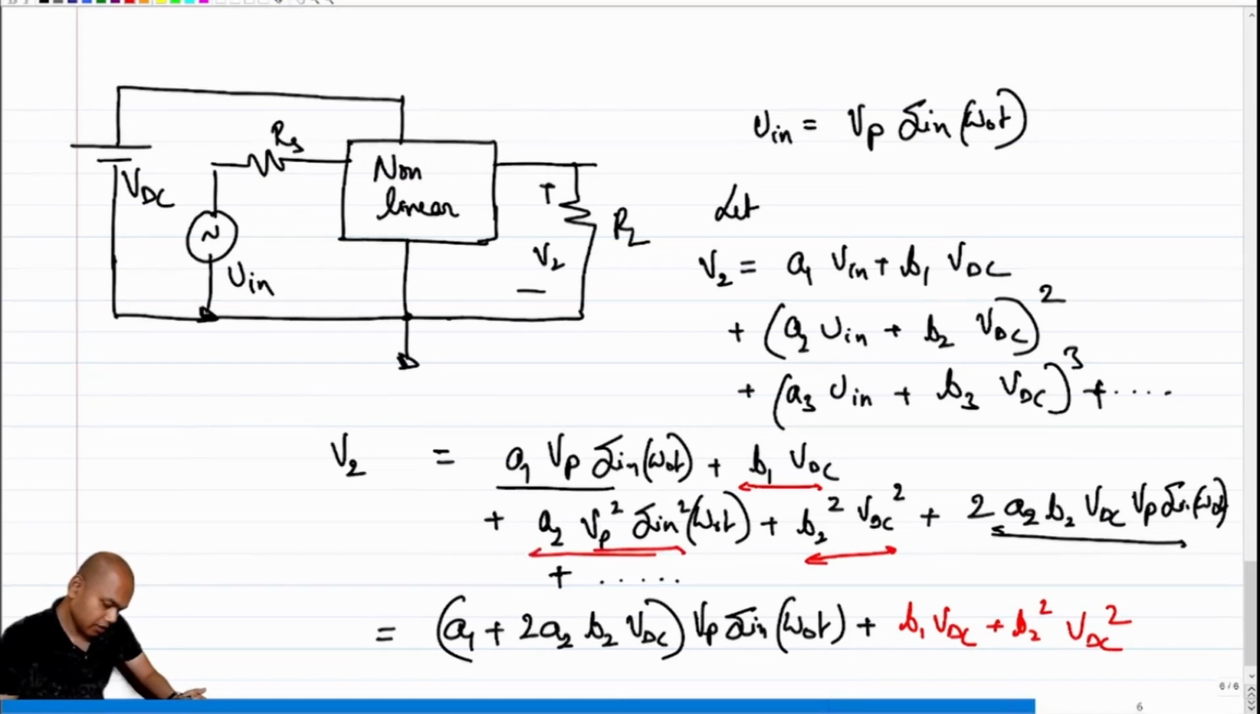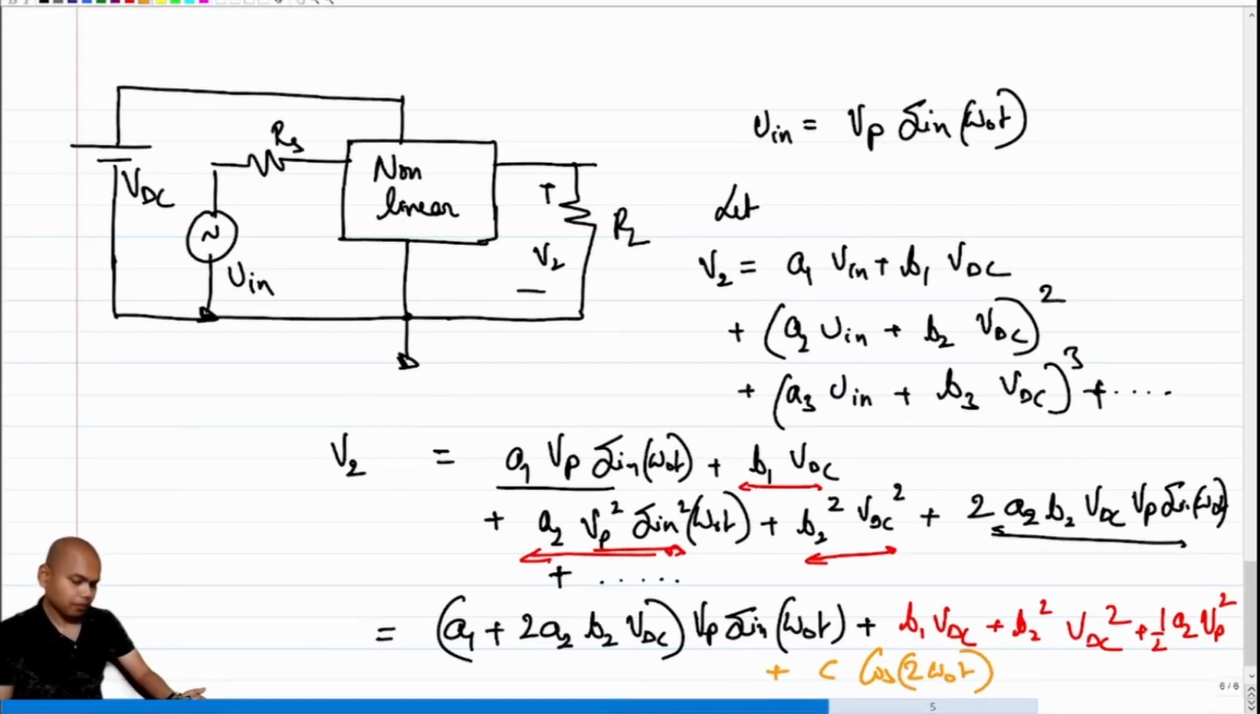once we expand this, sine squared omega naught t will be half of, right, half of A2 Vp squared, and you will have another term, some constant times cosine 2 omega naught t, right.